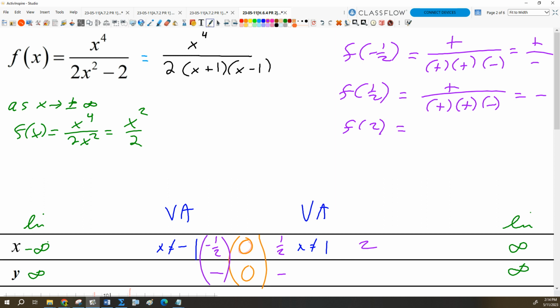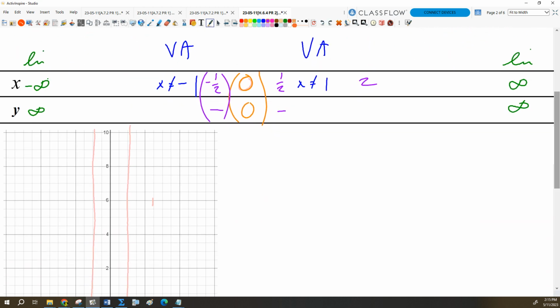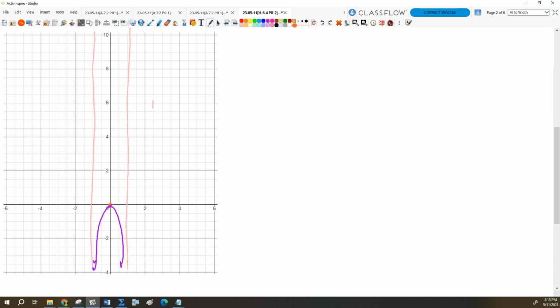We're going to get positive on the top. I'm going to get 2, which is positive, times 2 plus 1, which is positive, times 2 minus 1, which is positive. So I get positive. Okay, so if I know that it's positive, what does this thing have to be doing if it never ever touches the x-axis out here?